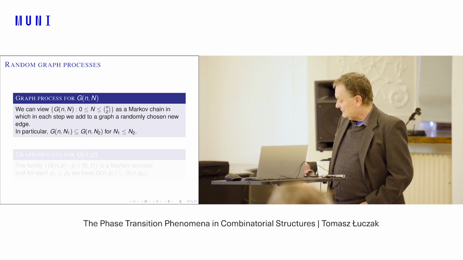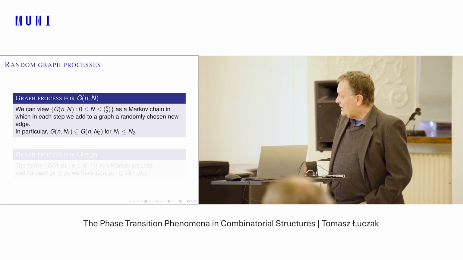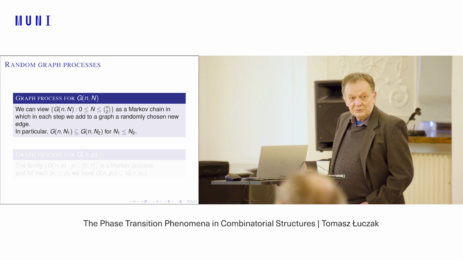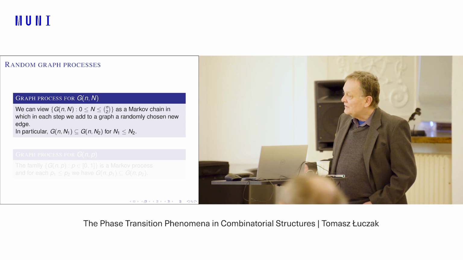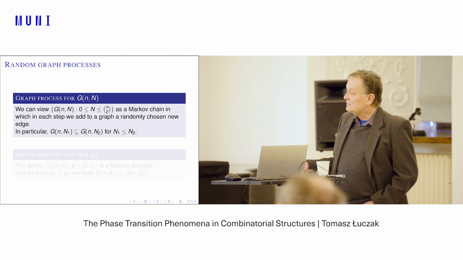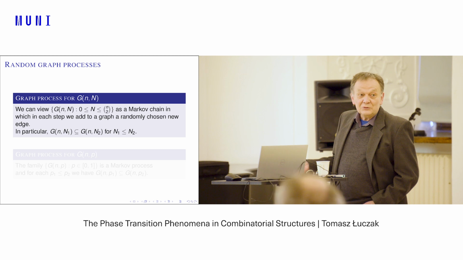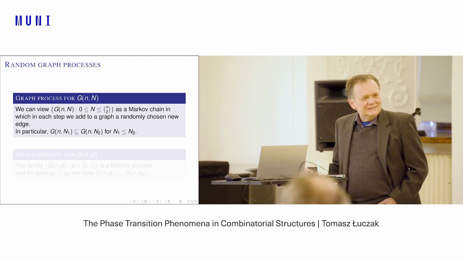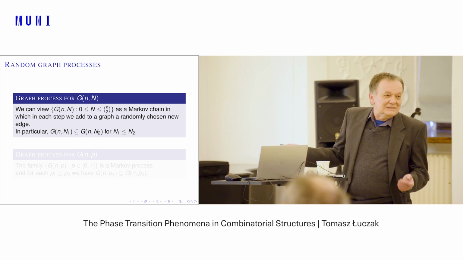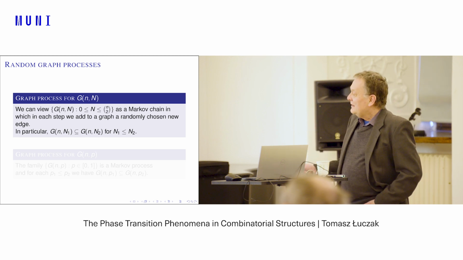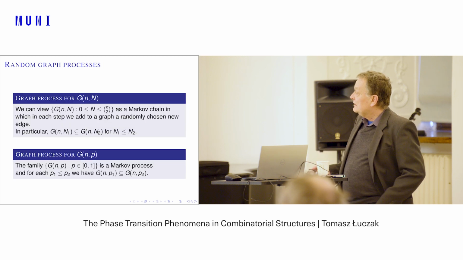So in particular, if m1 is smaller than m2, we can consider this random graph G(n,m1) as a subgraph of G(n,m2). It seems obvious, but this is a kind of statement that is easier to prove than to explain what it means. Remember, this is a family of graphs with a measure on it, and this is another family of graphs with a measure on it. Explaining it takes a while, but we can prove it very easily.